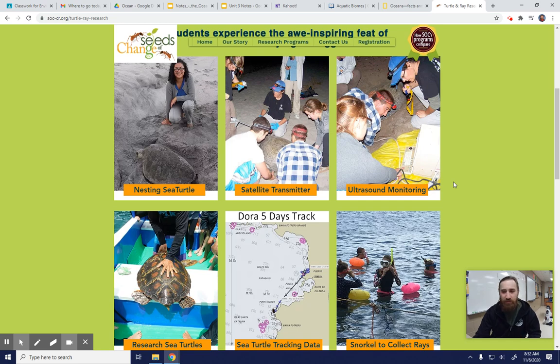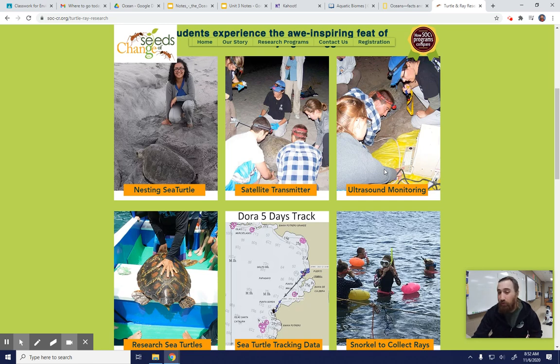I went to their website today to see what they still have, because I know they still do this, but they haven't updated their website much recently. It still has some of the stuff from when I was there back in 2013, I believe. This group right here, putting on a satellite transmitter, was the group I was there with. We did ultrasound monitoring to see how many of these turtles were laying eggs.